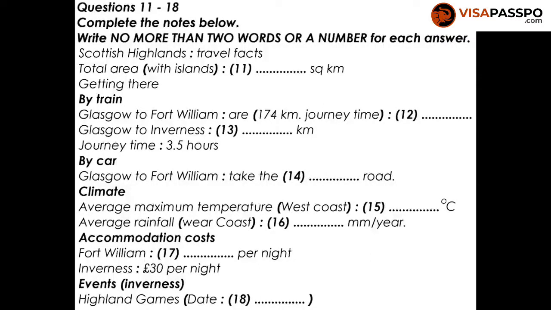There are also 2 main options by road. You can take either the A9 up through Stirling and Perth and then on to Inverness, or else on the west there's the A82 which runs up to Fort William and then, if you want, on to Inverness.